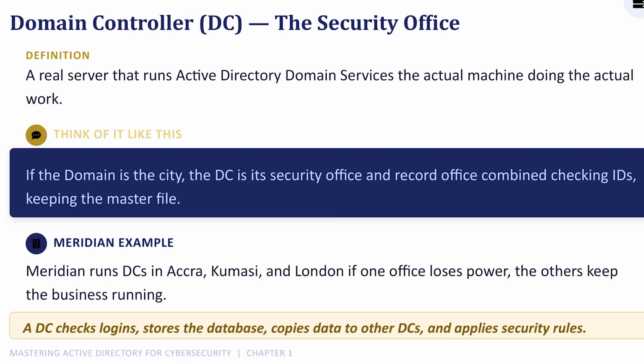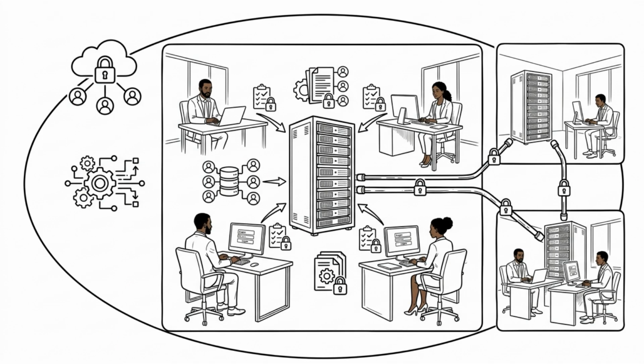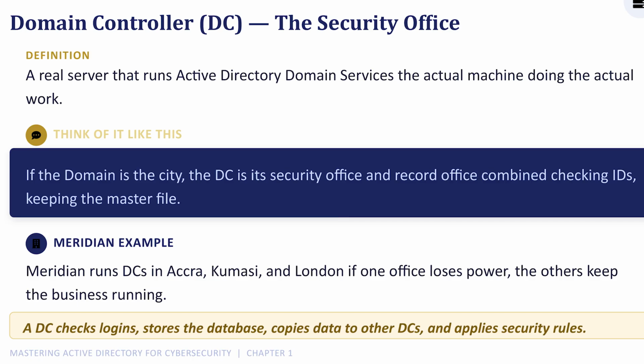Okay, domain controller. Now, family, this is a big one. That is engine room 3 of 5, the domain controller. In this slide, I define a domain controller as a real server that runs Active Directory Domain Services. That sentence is extremely important because sometimes beginners hear domain and domain controller and think they are the same thing. No, domain and domain controller are not the same thing.